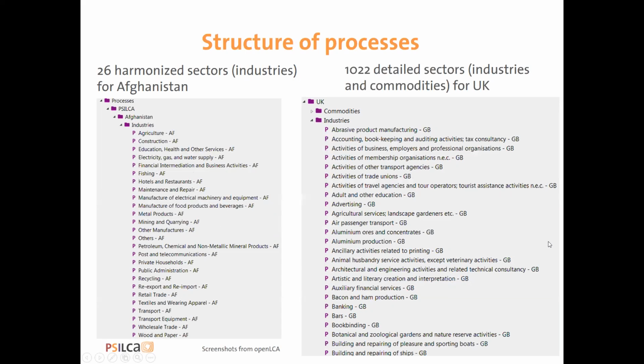And then we have the other extreme, which is the UK, that provide sectors for commodities and industries, and in total they are more than 1,000 detailed sectors. We can see here that these can be really specific, like bars or bookbinding or adult and other education and so on.